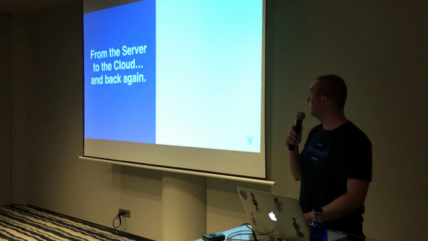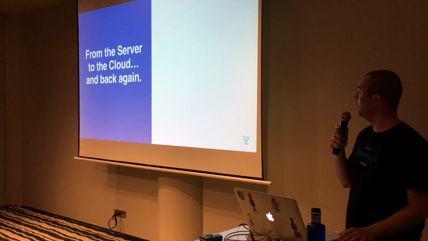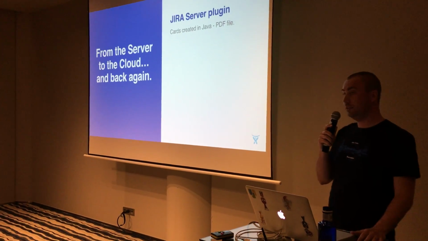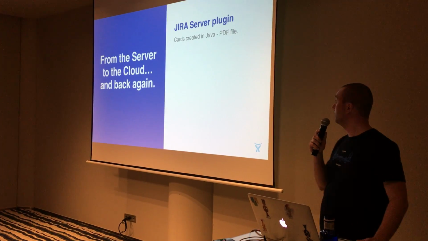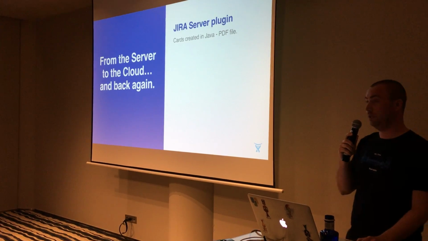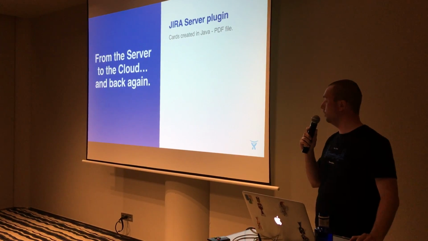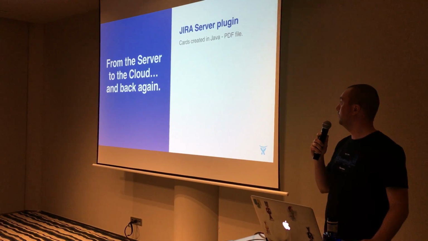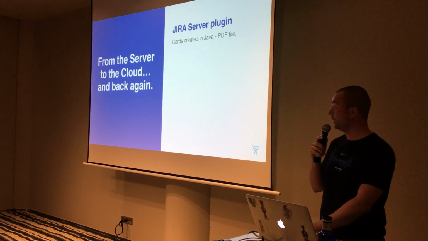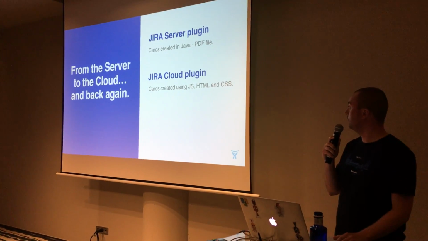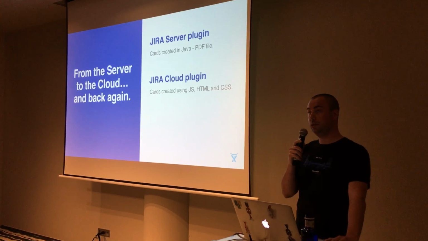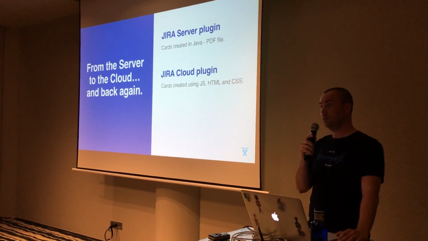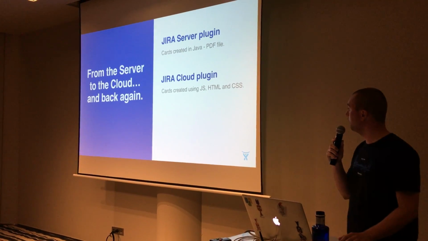So let's start with a history. So we had a plugin for JIRA Server, and essentially this plugin created cards, printed cards in a form of a PDF file, and it was all in Java code. And then when AtlasCamp Connect started, then we created a plugin, Agile Cards plugin for JIRA Cloud. And in this plugin, those cards were created using JS, HTML, and CSS, so essentially front-end technologies.